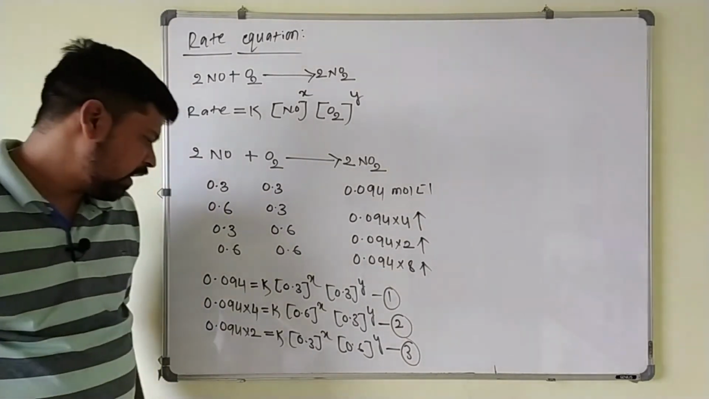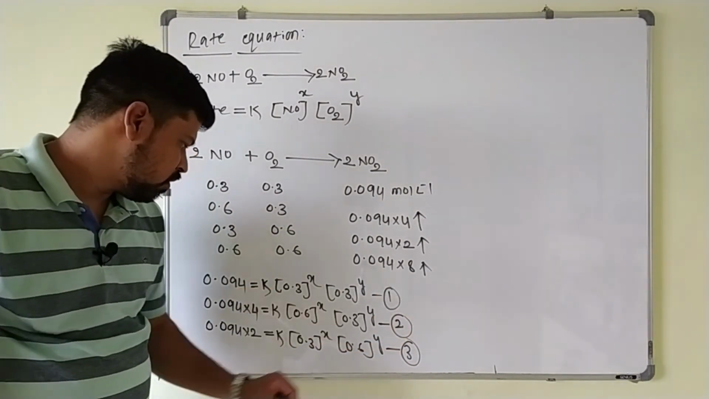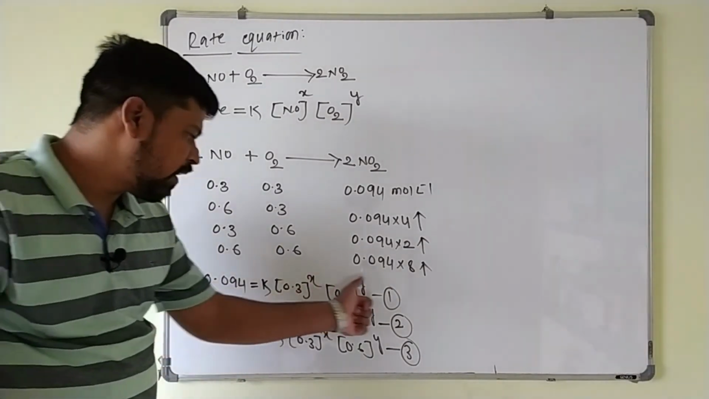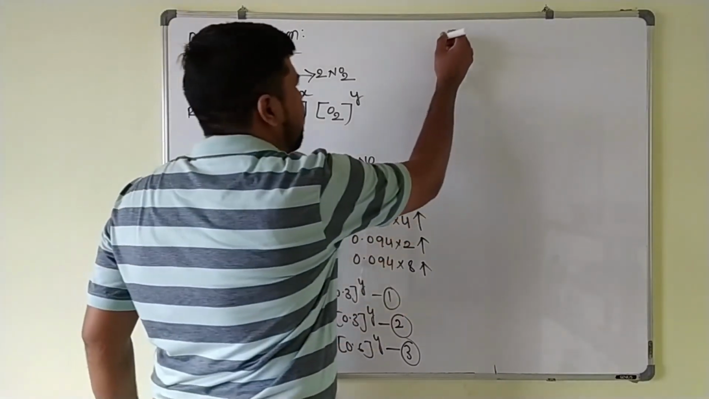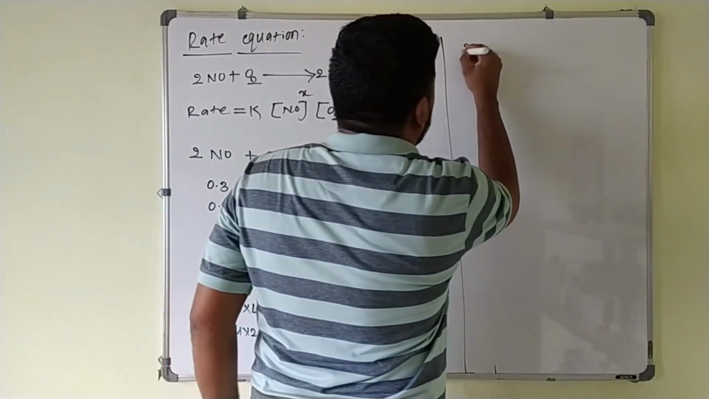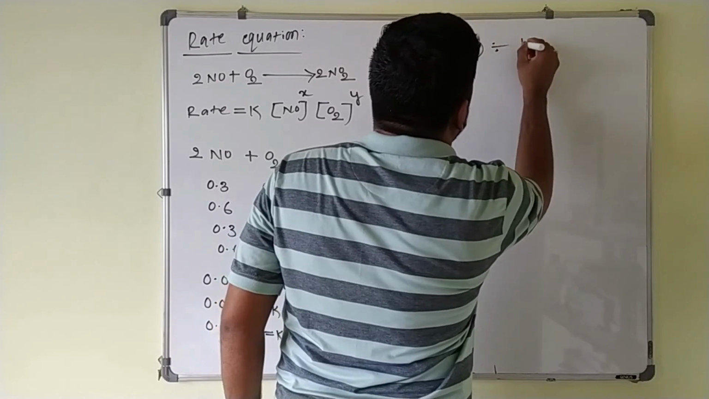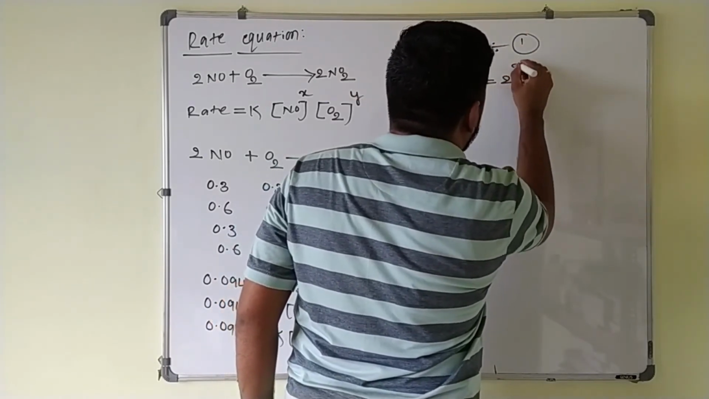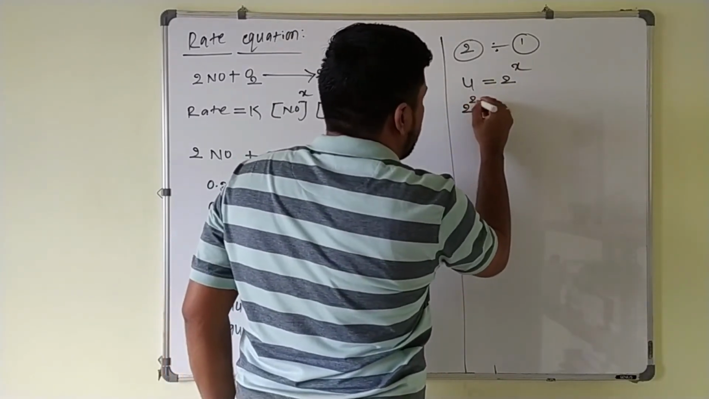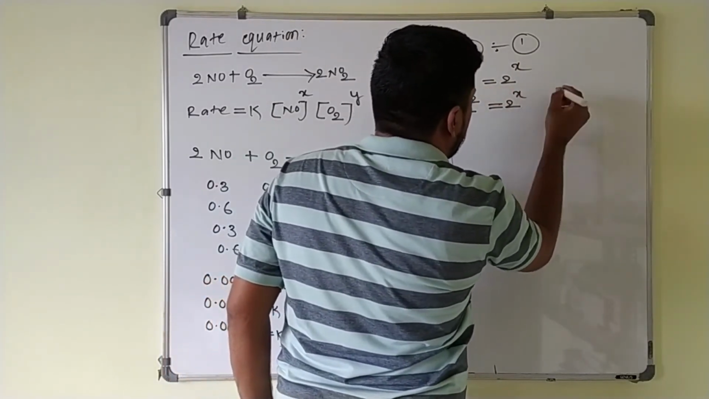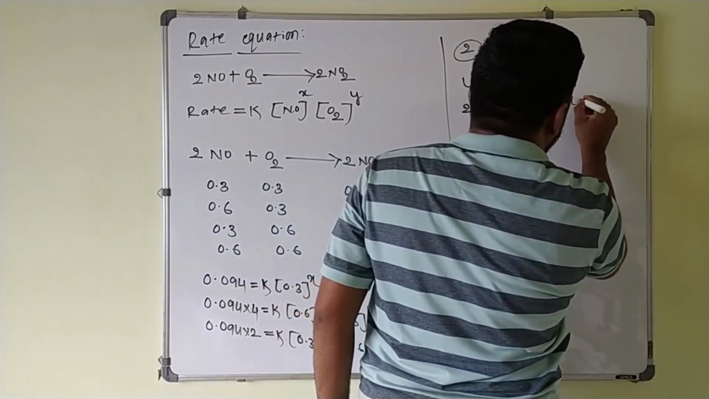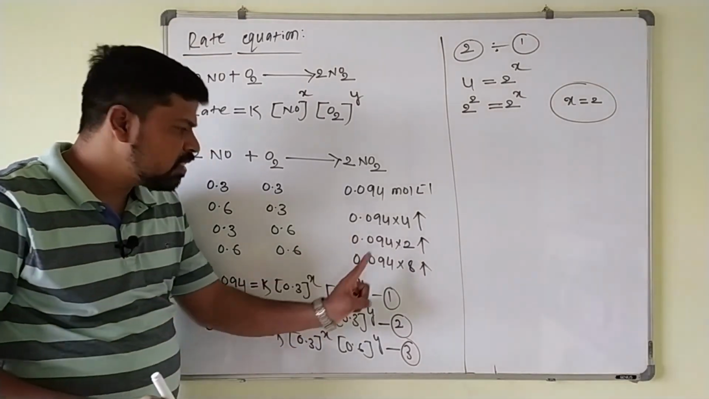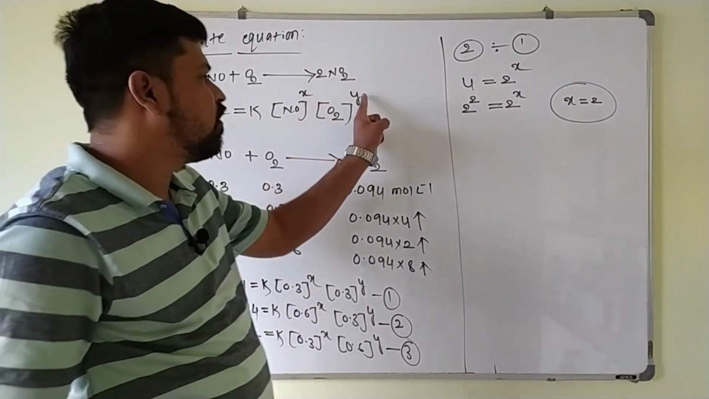Now if you take 2 divided by 1, what will be your answer? Equation 2 divided by 1 gives 4 equal to 2 power x. So this can be written as 2 power 2 equal to 2 power x. This implies the x value is equal to 2. So like this, by using this experimental data, x and y values are determined.